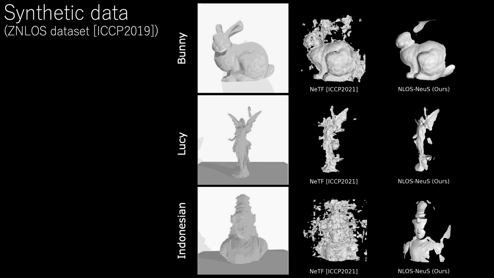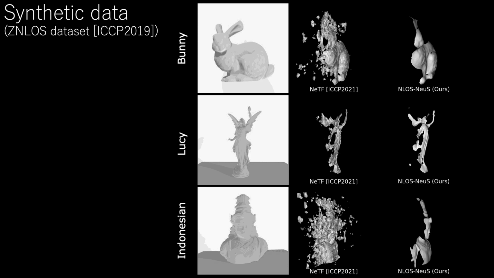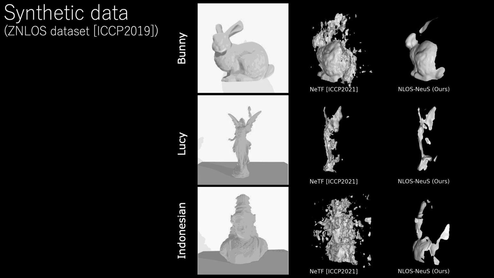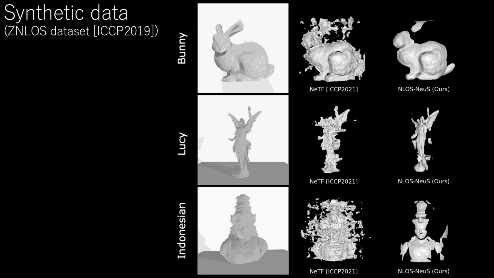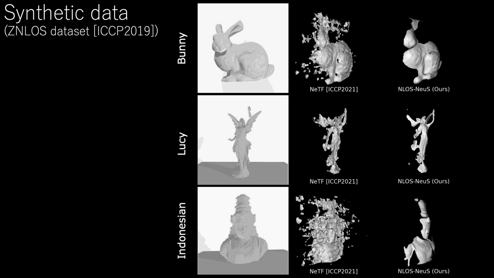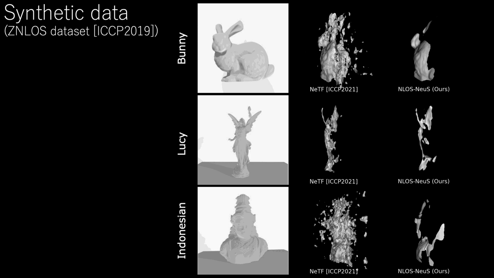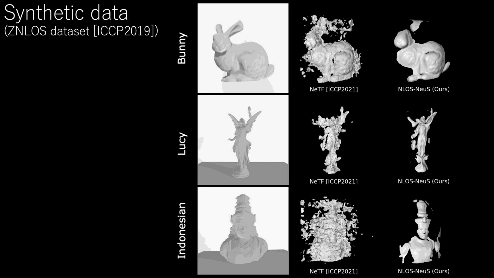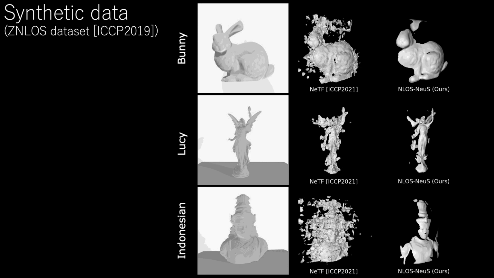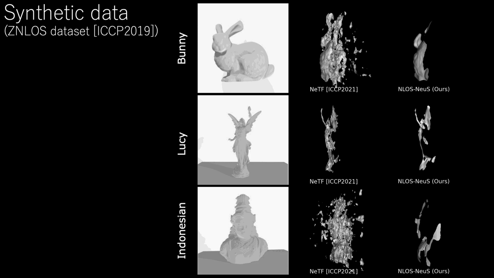We show the result of surface reconstruction on synthetic data. Because NeTF uses radiance field without explicit geometric representation, the reconstructed surface contains large errors. On the other hand, our method with implicit surface can reconstruct the smooth surfaces.